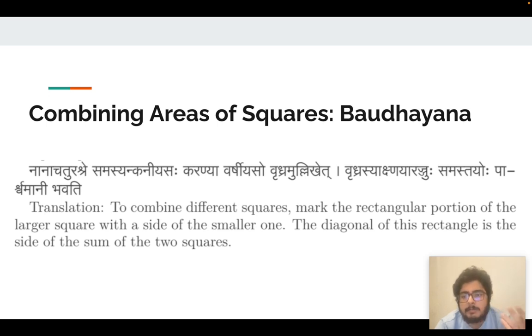But in that era, you obviously didn't have calculators, and this is a very tedious process. So is there a simple geometrical method in which you don't need to calculate anything, but just by using elementary geometry you can do it with the help of constructions? So this is how the procedure has been mentioned in the Baudhayana Sulba Sutra. It says that to combine different squares, mark the rectangular portion of the larger square with the side of the smaller one, and the diagonal of this rectangle is the side of the sum of the two squares.